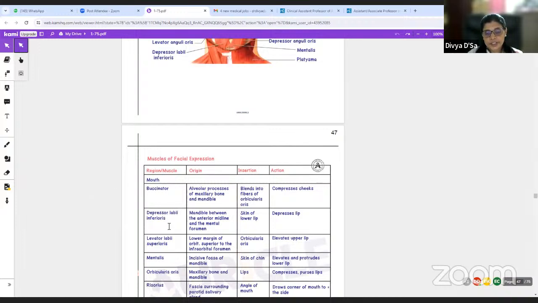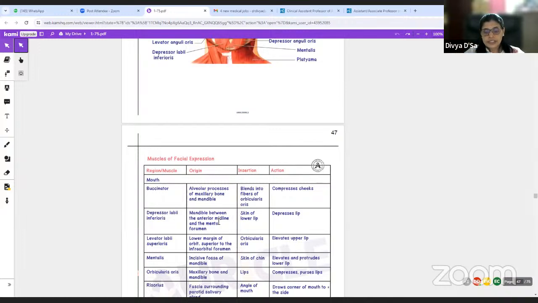Depressor labii inferioris lies between the anterior midline of the mandible and the mental foramen. Okay, in that position we have the depressor labii inferioris. So basically, it depresses the skin of the lower lip, it depresses the lip. Then levator labii superioris. As the name says, levator, it will elevate the lip, and it is present superiorly.